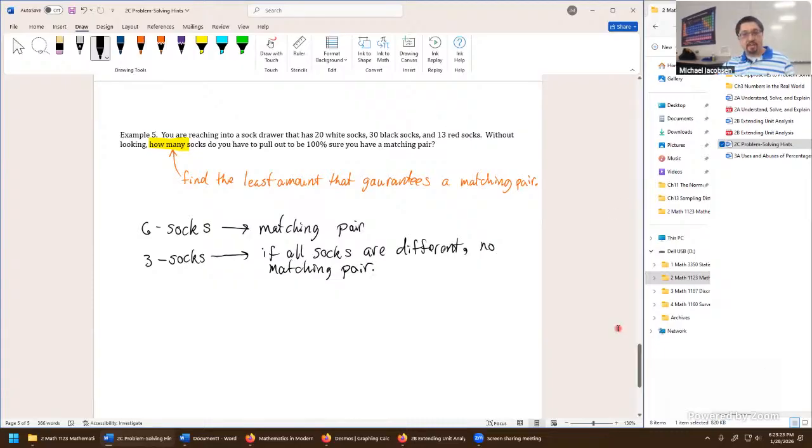Echo says 4, and yeah, that actually does it. It's kind of a weird problem, right? If you grab 4 socks, but you only have 3 different kinds of socks, a pair is guaranteed. So that's the weird observation in this kind of problem.